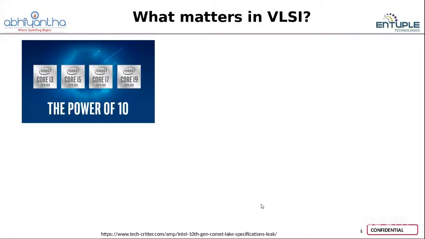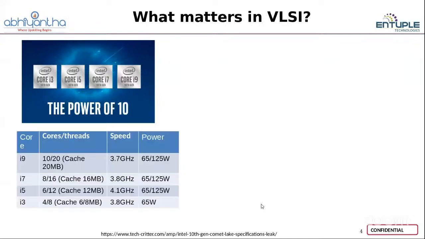Now we are going with a high multiplication, the number of transistors is doubling very fast in this series. So here you can understand this. The i3 processor has four cores with 8 MB of cache memory, with an operating speed of 3.8 GHz, and the power will be around 65 watts.